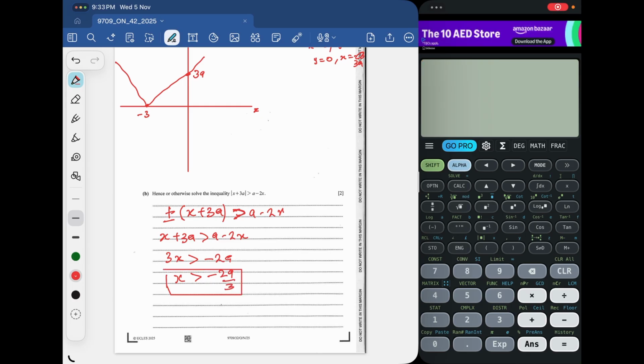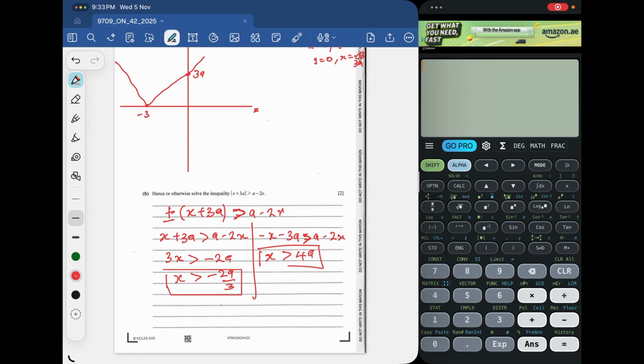So this is one answer. Now, if we solve the other one, it becomes minus x minus 3a is greater than a minus 2x, right? So I can collect like terms. So this would be x is greater than 4a. All right. So now, which of the answers do I take?